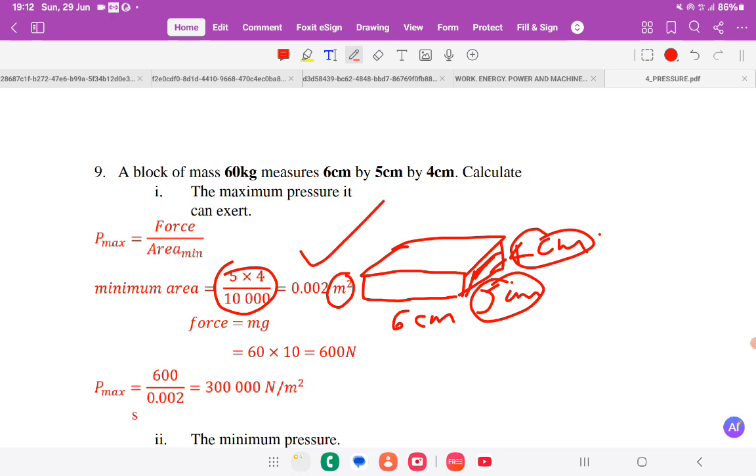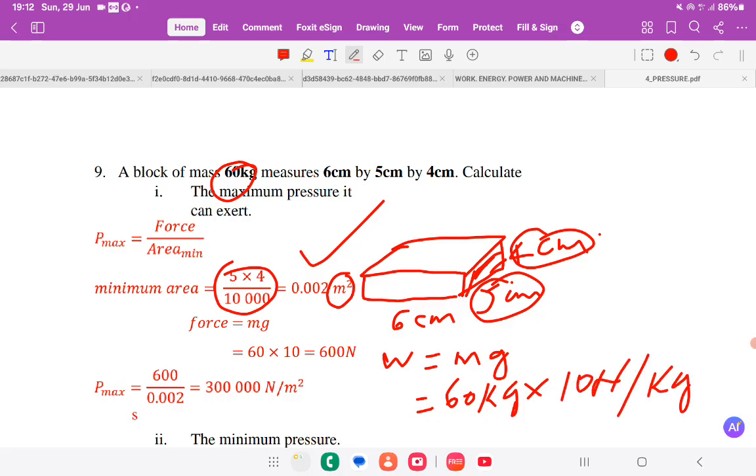Now we need to find force. Force is just weight. Remember, weight is equal to mass times acceleration due to gravity, mg. So in this case, you simply take the given mass, which is 60 kgs. Then you multiply this by 10 newtons per kilogram. So the kgs will disappear, and then you have a weight of 600 newtons. Then you continue substituting in your formula. Pressure is equal to force over area.